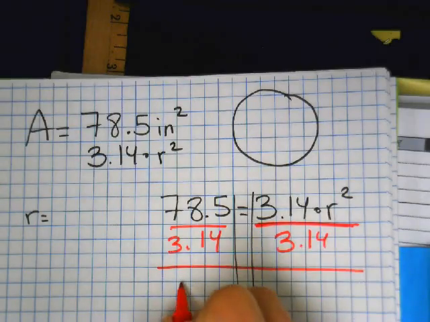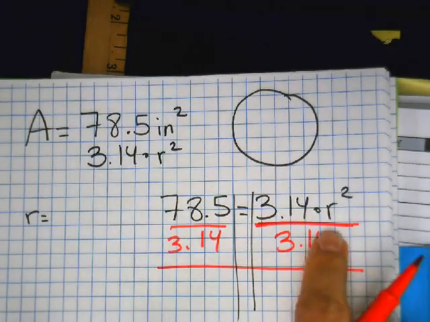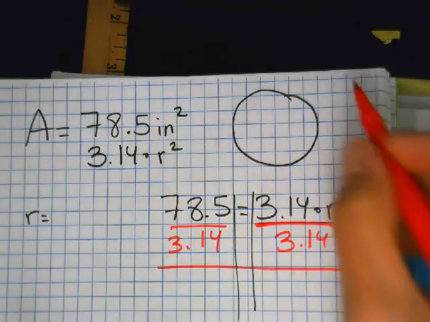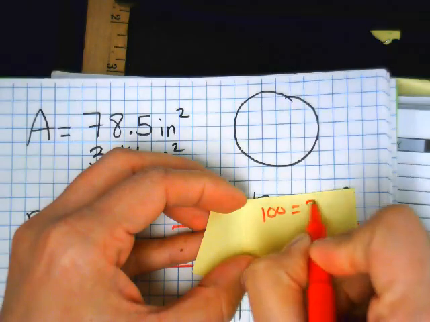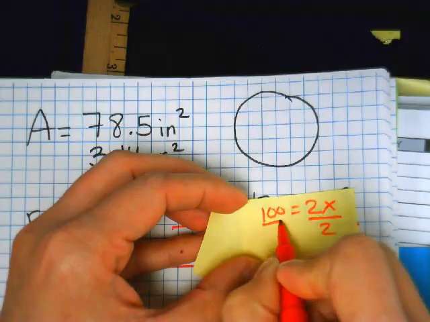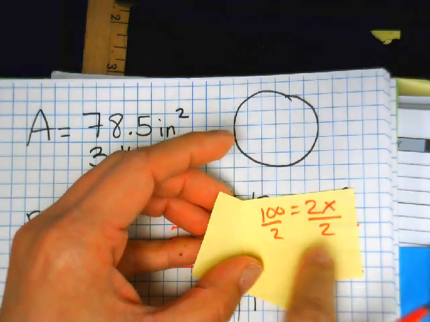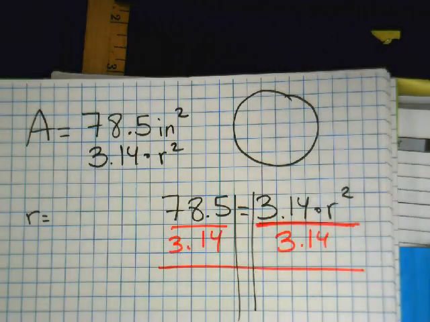So when you divide it, does everybody understand why I divided by 3.14? Because it's like an equation. It's just like when we used to have 100 equals 2x. How do I move the 2? Divided by 2, divided by 2, right? This is literally what we just did, just with harder looking numbers. But the process is still the same.